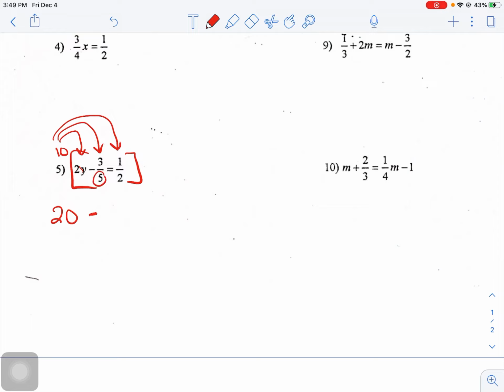5 goes into 10 2 times. 2 times 3 is 6. 2 goes into 10 5 times. 5 times 1 is 5. I forgot my y there.